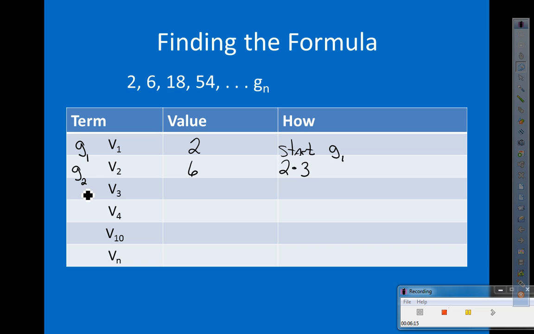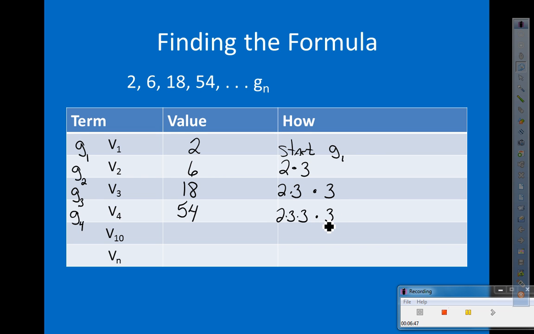My value of my third term, which I could also call G sub 3, would be 18. How did we get that 18? We took that 6 from above and multiplied it by another 3. My value of my fourth term, which is also G sub 4, is 54. How did we get there? We took from above the 18 and multiplied it by another 3.